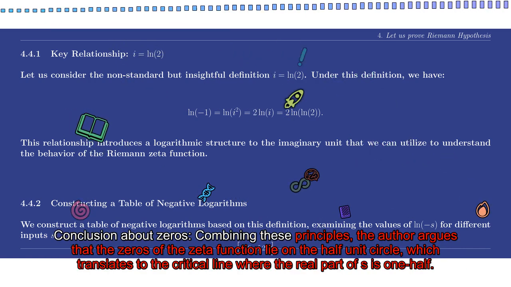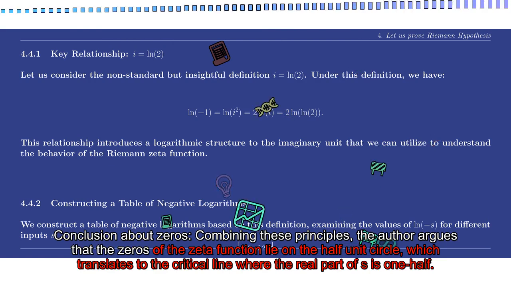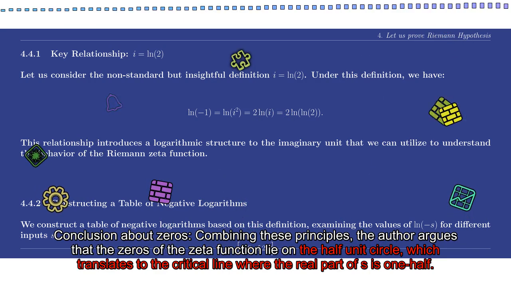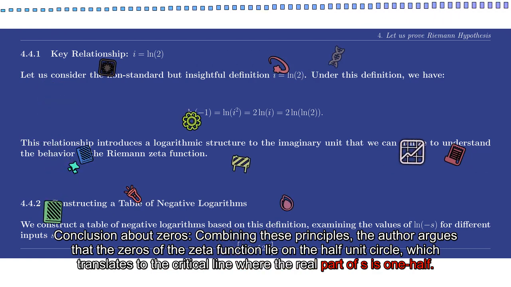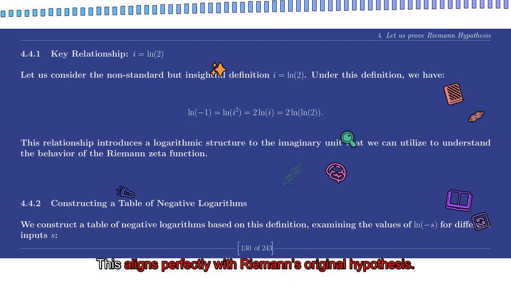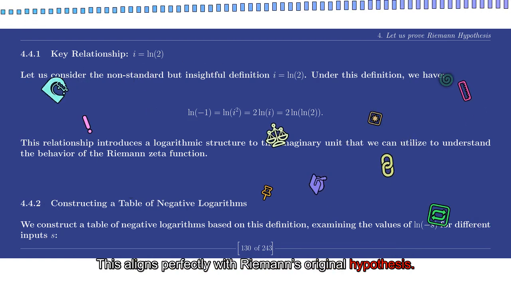Conclusion about zeros. Combining these principles, the author argues that the zeros of the zeta function lie on the half-unit circle, which translates to the critical line where the real part of s is 1/2. This aligns perfectly with Riemann's original hypothesis.